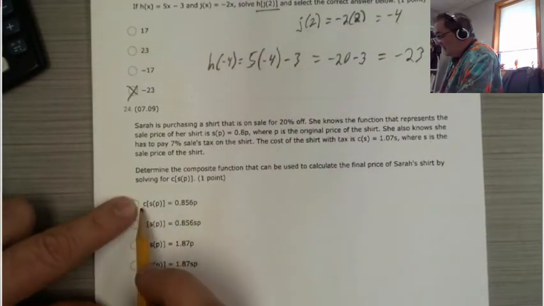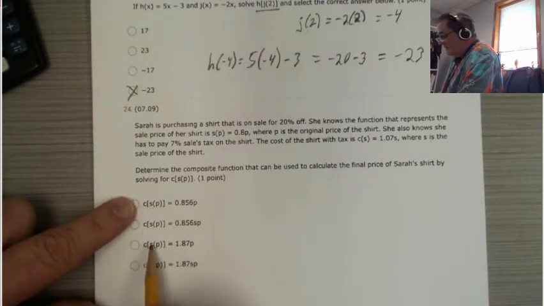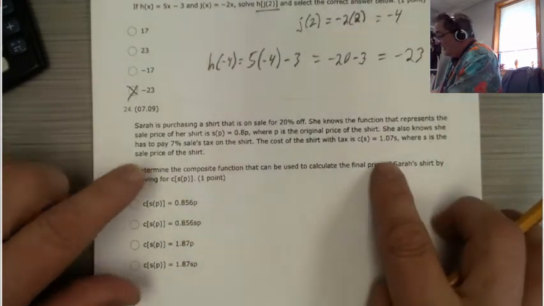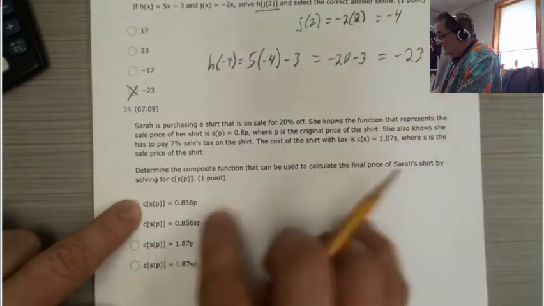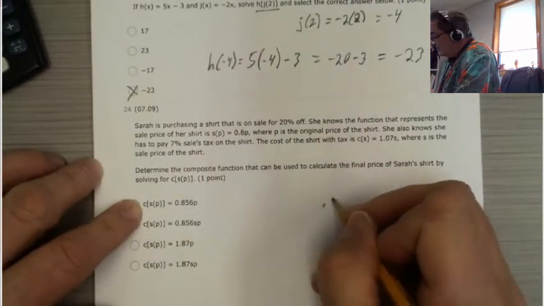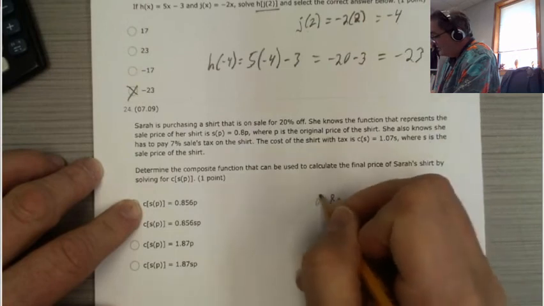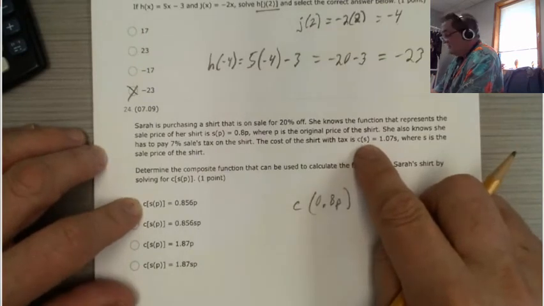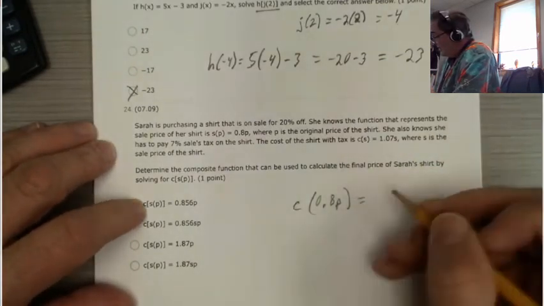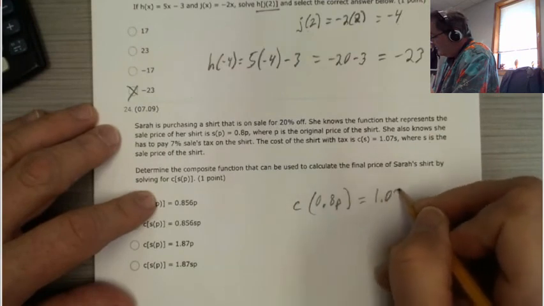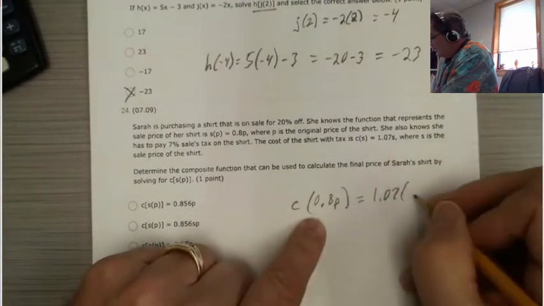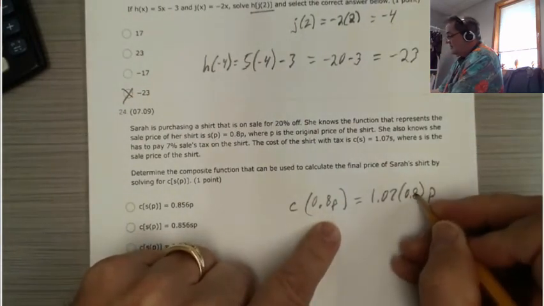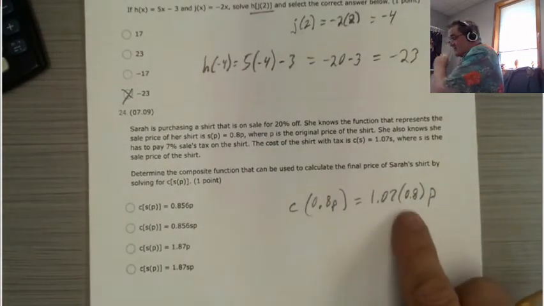So we know its cost equals C of S of P. So what is S of P? S of P is 0.8P. This is what we did before. We put that into the cost, because that's what our S would be. So I'm just writing this all out so you can get it in your notes. I see you're taking notes. It would be 1.07 times, instead of S, we'd have 0.8P.